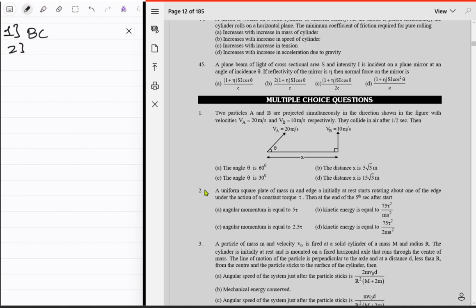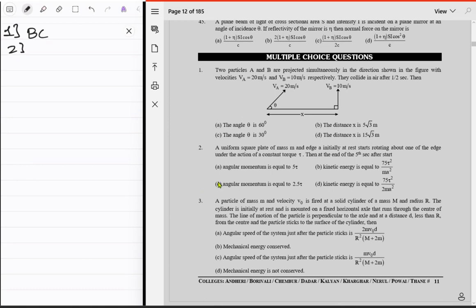Second question. A uniform square plate of mass m and side a, initially at rest, starts rotating about one of the edges under the action of constant torque tau. Then, at the end of the fifth second after start. So first second is from 0 to 1, right? So basically at t equal to 5 seconds, of course.